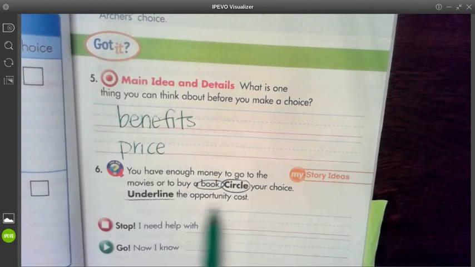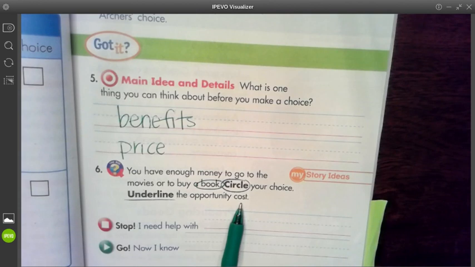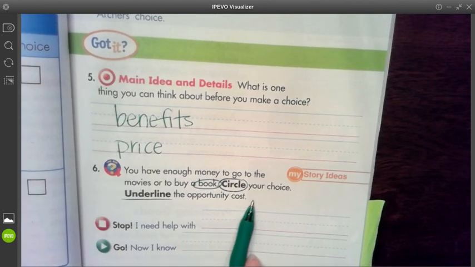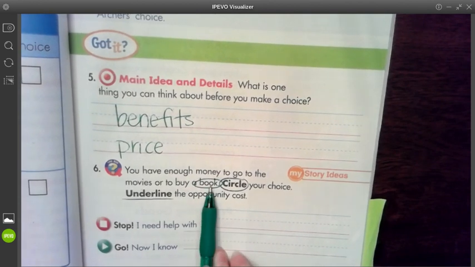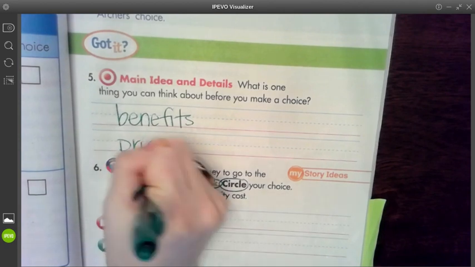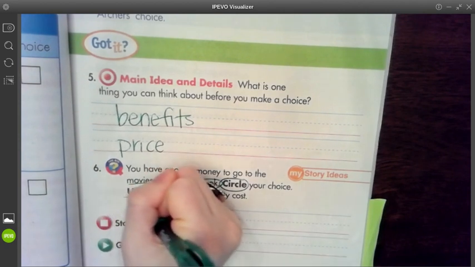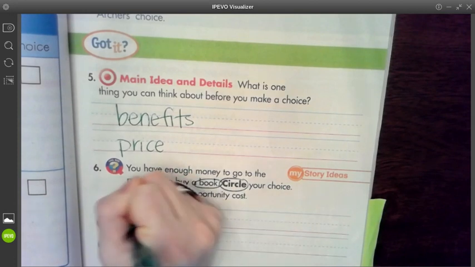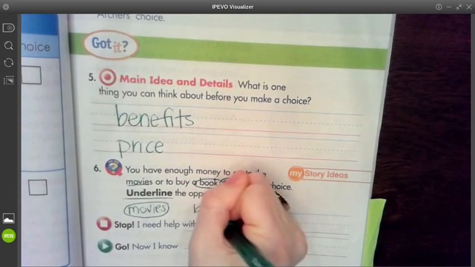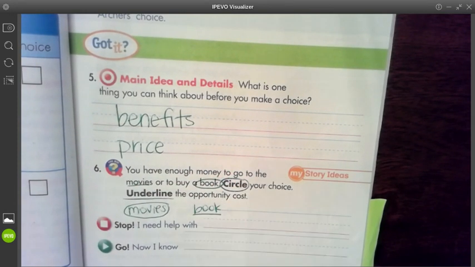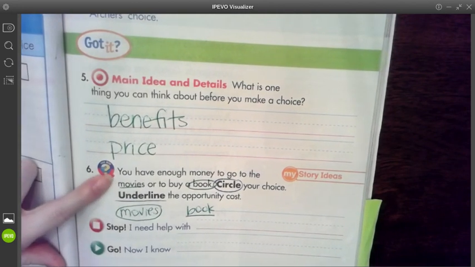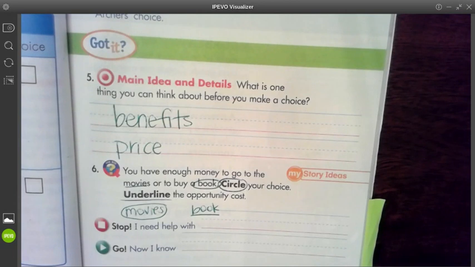And then it says underlining the opportunity cost. So that is what you're giving up. So if I picked the book, then my opportunity cost is the movies. But if you picked movies, then your opportunity cost would have been the book and you would have underlined that. So there's no right or wrong answer. You either would have had one of those two choices.